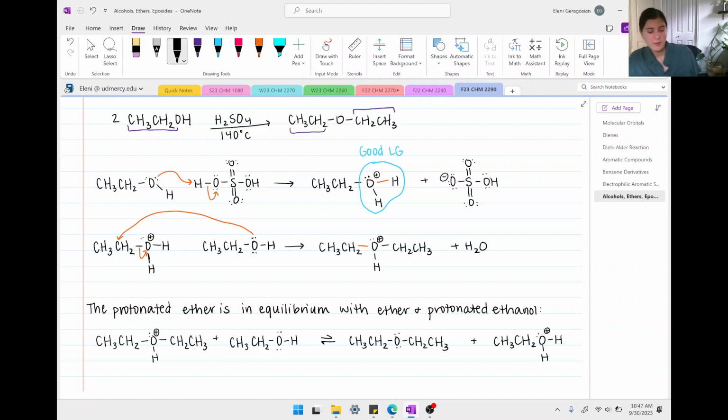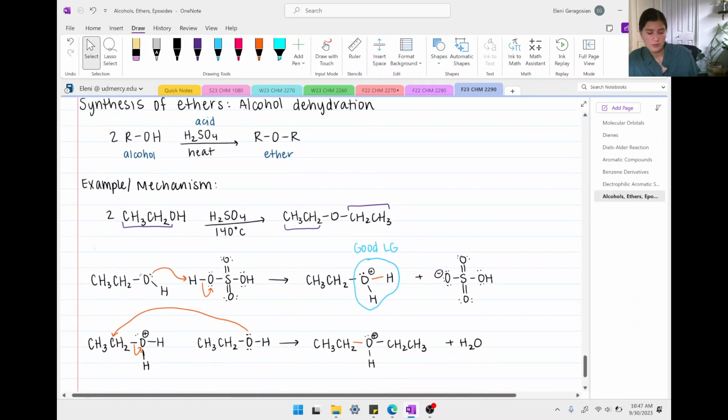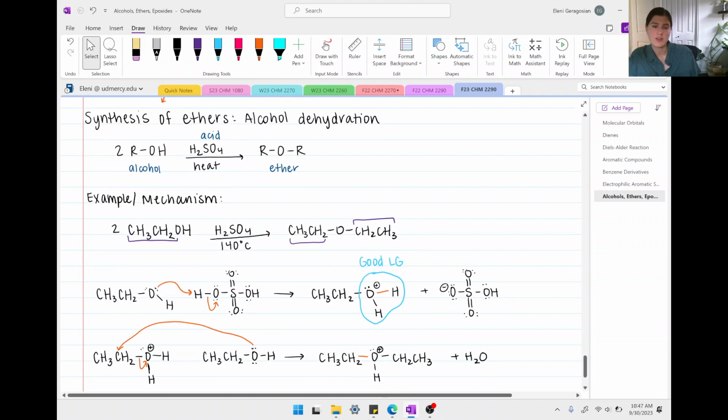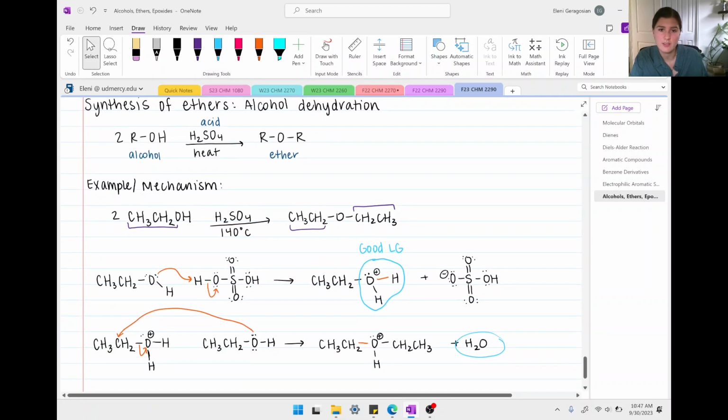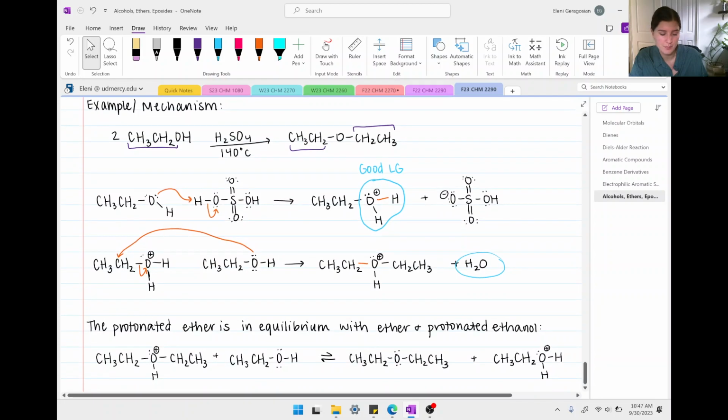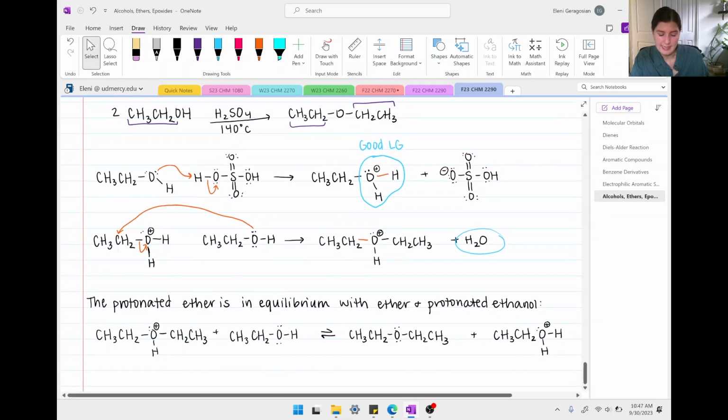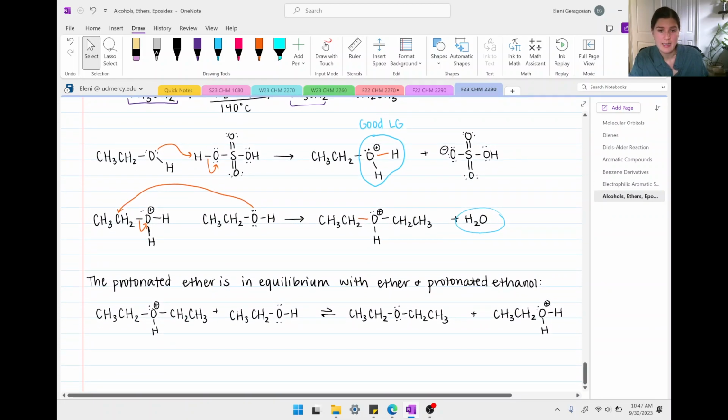Now, if you remember, this is called an alcohol dehydration reaction. It's called alcohol dehydration because we lose an H2O molecule. That was our good leaving group. It breaks off as a byproduct, so this is why it's called a dehydration reaction. And then at the very end, we have protonated ether and ethanol in equilibrium.